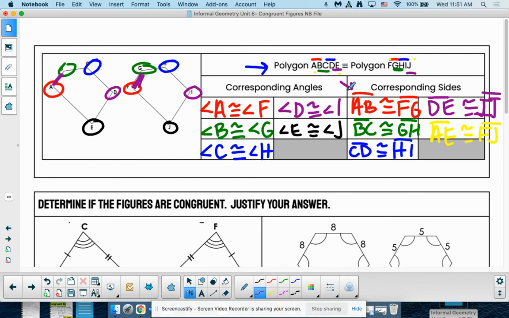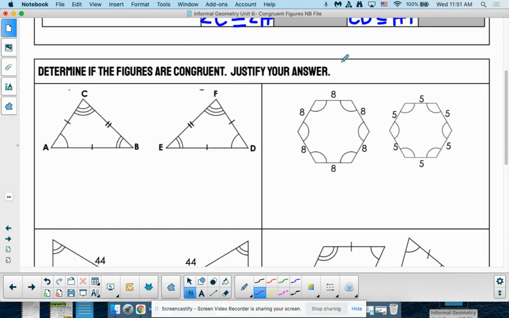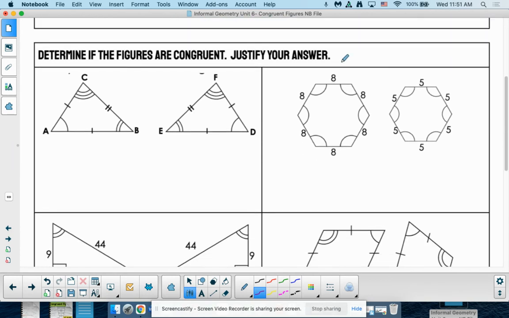All right. Now the last thing you're going to be asked to do today, after you're done matching all your parts that are the same, is you have to determine if figures are congruent. We need to have the same angles and the same sides, okay? So that's what I like to do. I like to make a little column for angles, and then I like to make a little column for sides. Now we just check. We just go through.